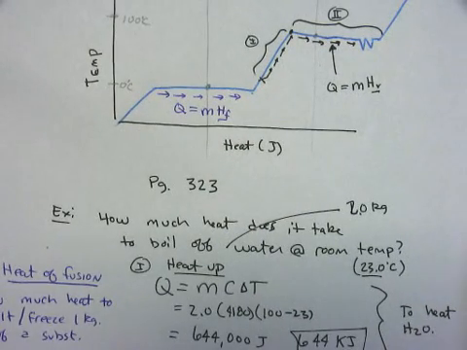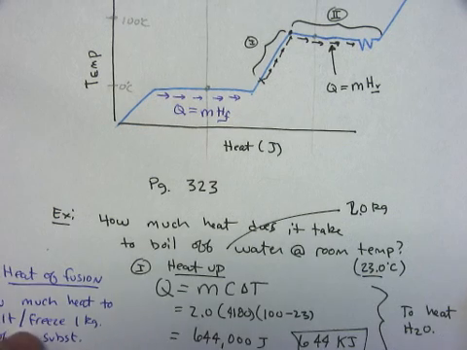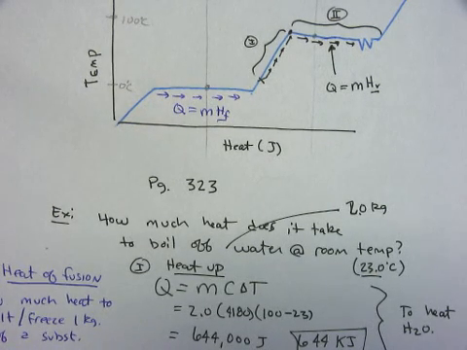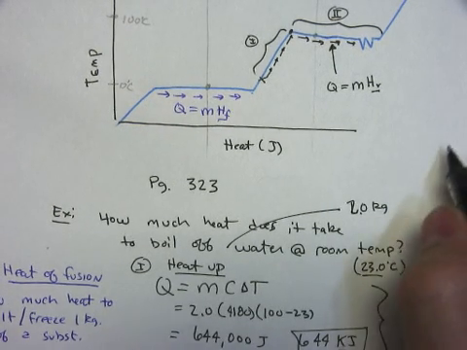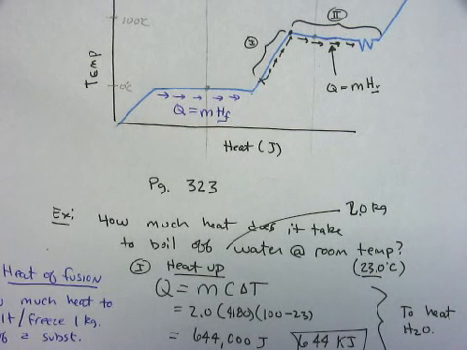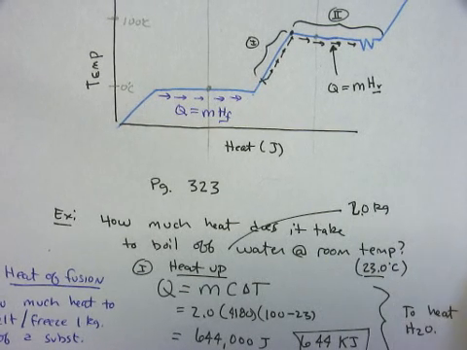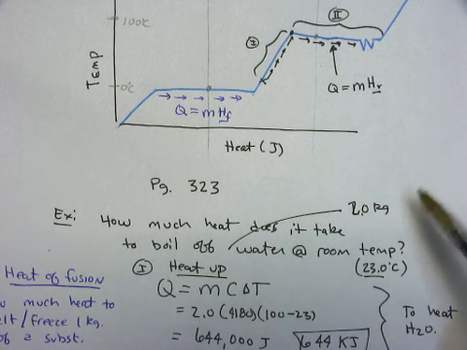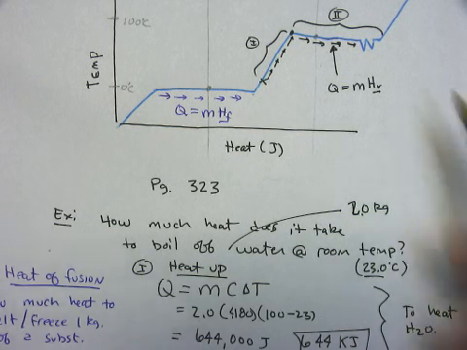Now, what if the question asked, what if you started with ice? Well, there's an example problem number 3 in your book, on page 325. It says, suppose you are camping in the mountains. You need to melt 1.5 kilograms of snow at 0 degrees Celsius, and you want to heat it to make hot cocoa. How much heat is needed?